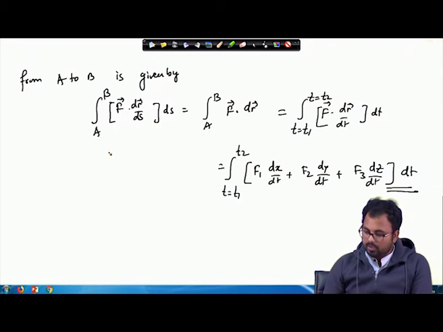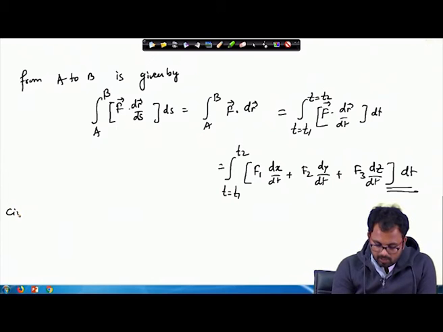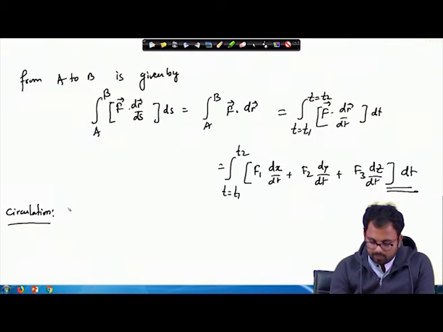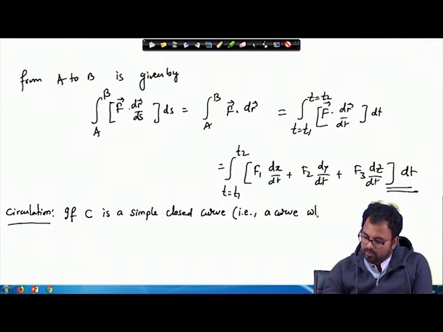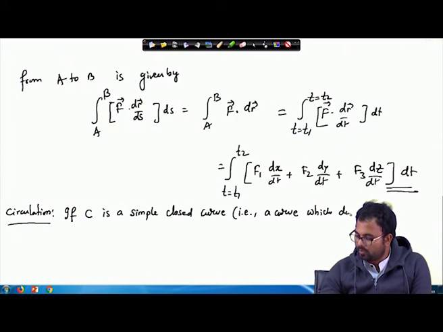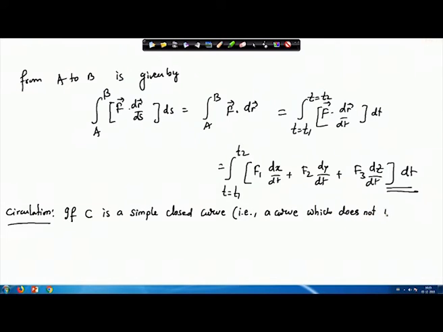And there is a small definition here. In the line integral we can also talk about circulation. What do we mean by circulation? If C is a simple closed curve, that is, a curve which does not intersect itself anywhere.